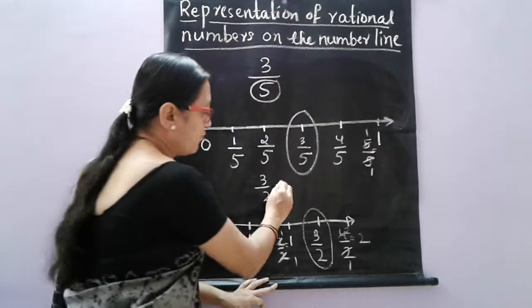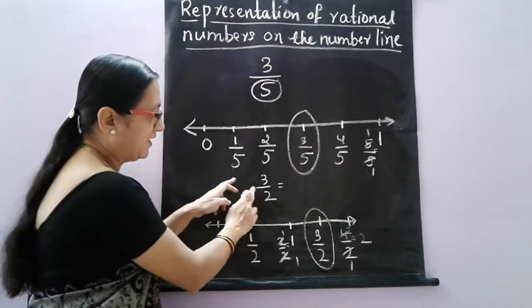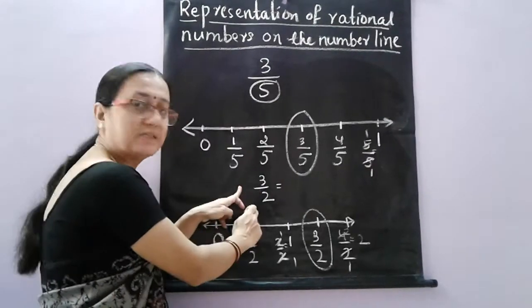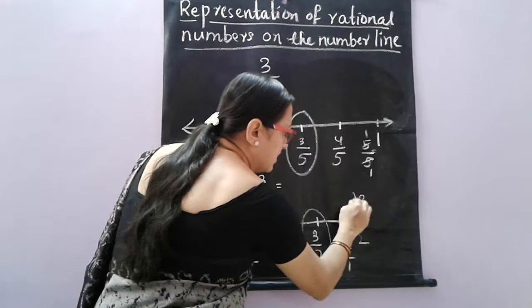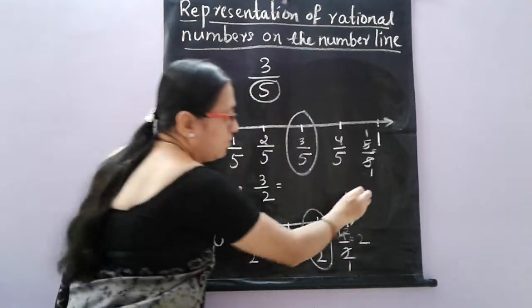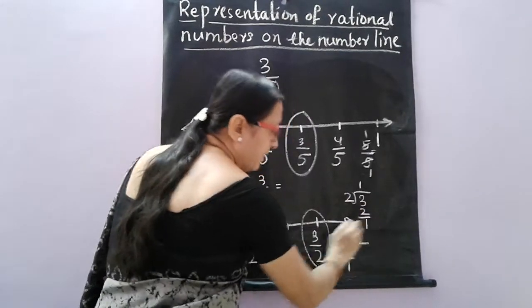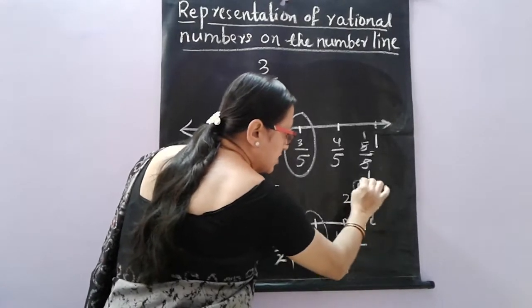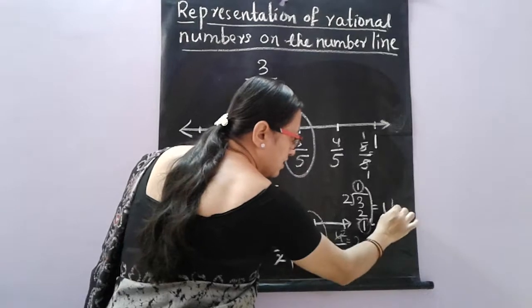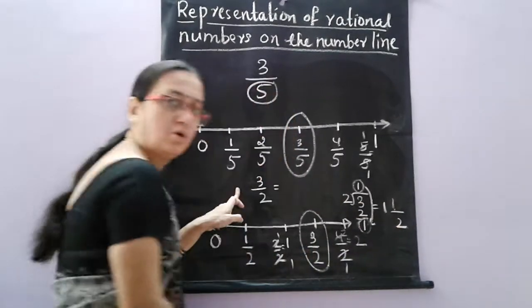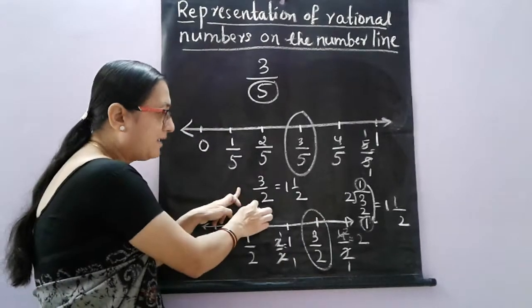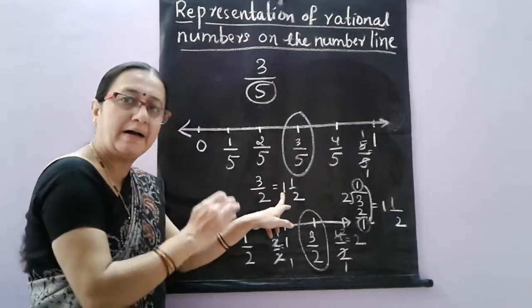Or still if you want to simplify it, you can convert it into a mixed fraction. How can you convert this into a mixed fraction? Divide 3 by 2. 2 ones are 2, 1 remains here. This is equal to, in a cyclic order, 1 integer 1 by 2. So this is equal to 1 integer 1 by 2, which means 3 by 2 will be one complete part.